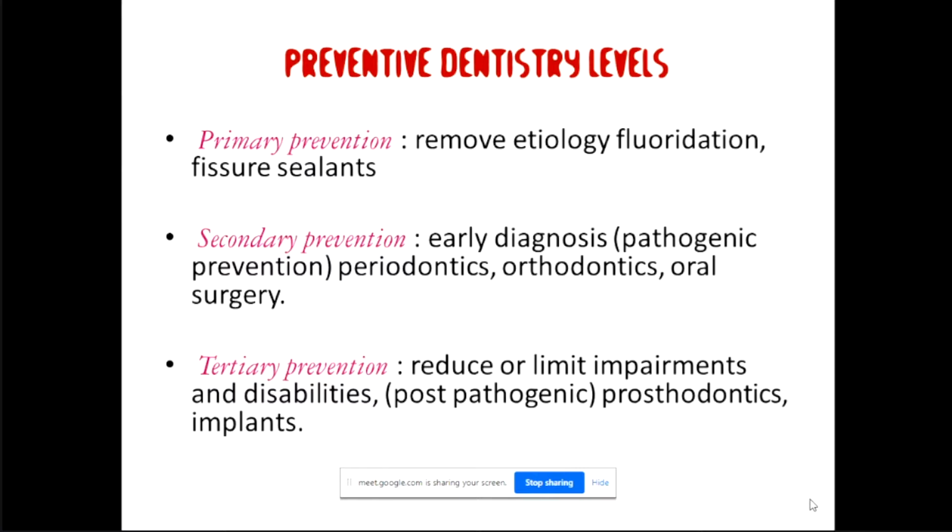The second prevention, secondary: early diagnosis. If we have a pathogen like early caries, early periodontal disease, also ortho, if we have crowding, we see it at a young age, we try to fix it before it becomes more difficult. There will be periodontal issues, there will be caries because of the crowding of the teeth. So we can regard it as the second line because a problem is happening.